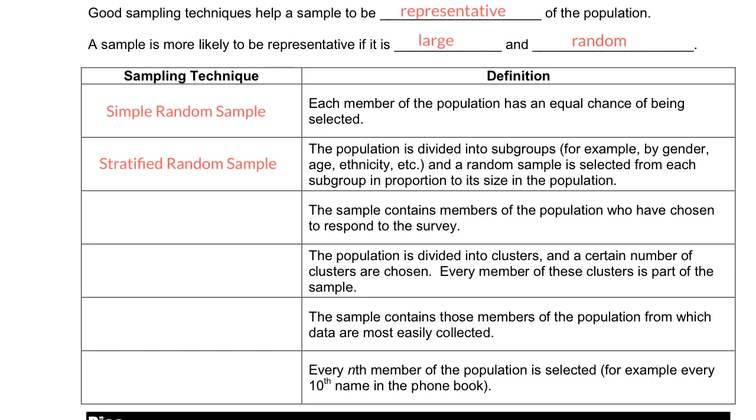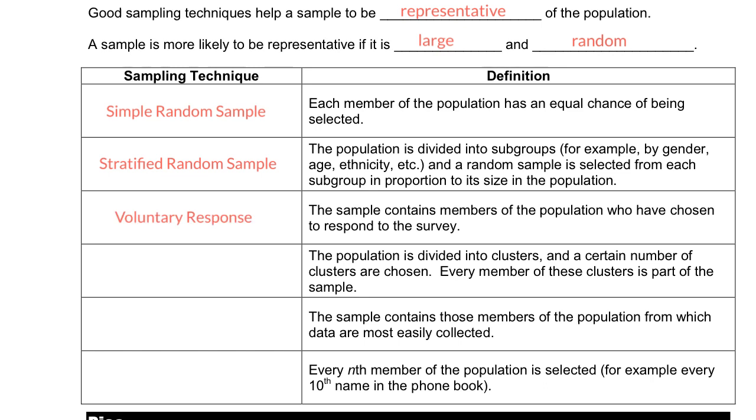A stratified random sample is when the population is divided into subgroups and then a random sample is selected from each subgroup in proportion to its size in the population. So for example, you could divide the entire student population in a school into grades. Those would be the subgroups. And then you would select random people from each grade. So that way you would make sure that you're having people represented from each subgroup.